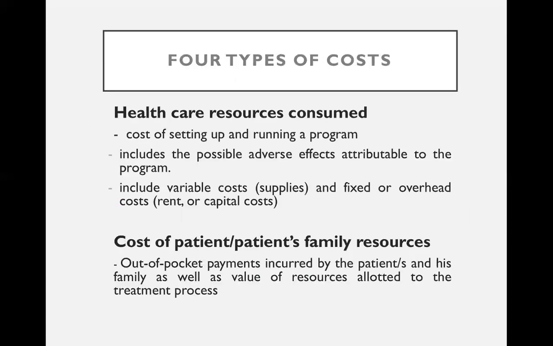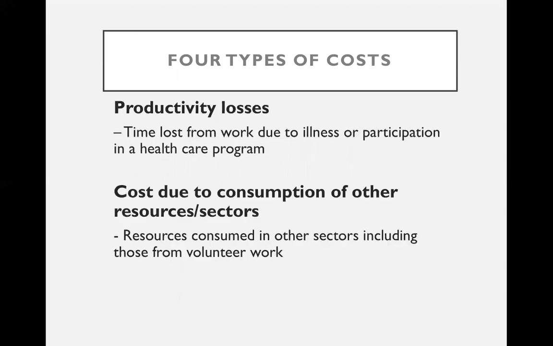Now, there are four types of costs. The first one is the healthcare resources that is consumed. So this includes the cost of setting up and running a health program. It also includes the possible adverse effects attributed to a certain program. And it covers both your variable costs and fixed costs. Now, the next type of cost would be the cost of patient or patient's family resources. This refers to the out-of-pocket payments incurred by the patient when he purchases a certain health service.